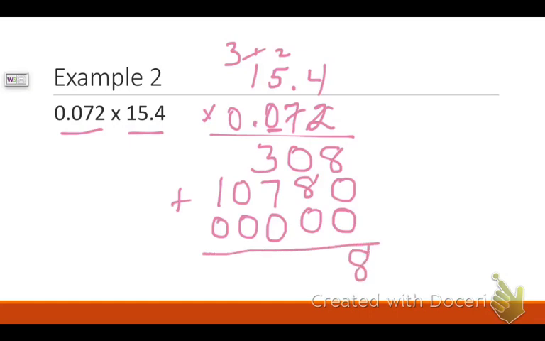8 added to 0 is 8. 8 added to 0 is 8. 7 added to 3 is 10. Carry the 1. 1 plus 0 is 1. 1 plus 0 is 1. So we got 1, 1, 0, 8, 8.